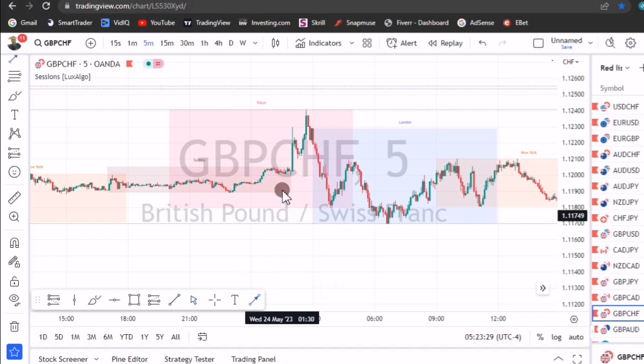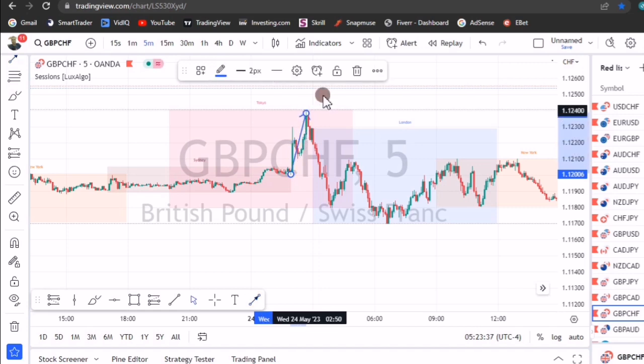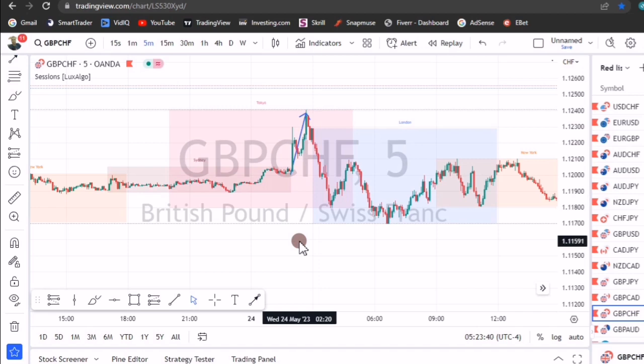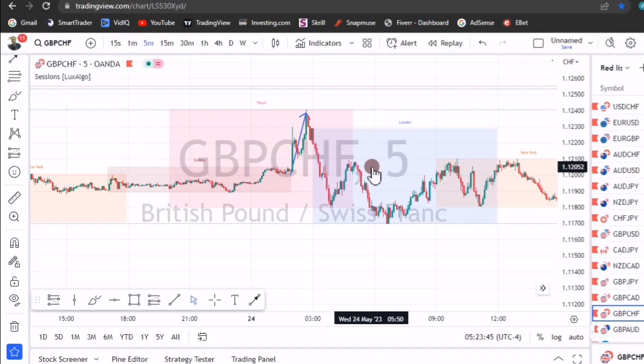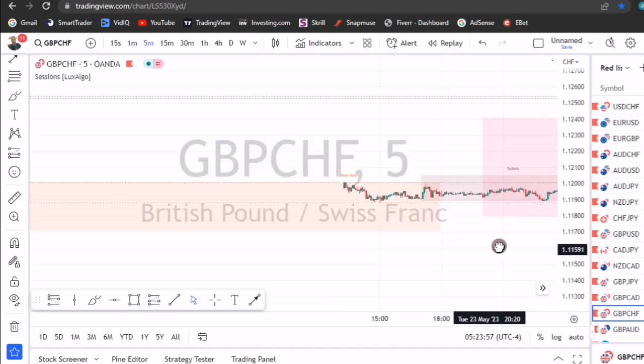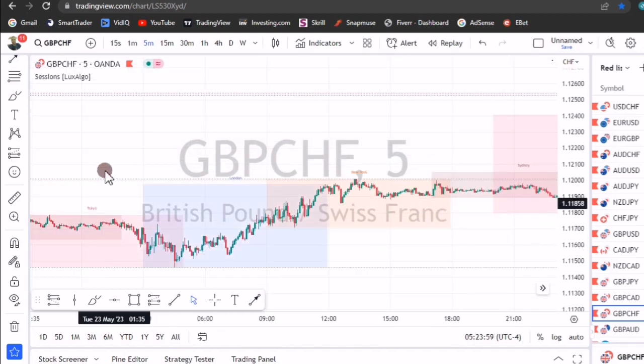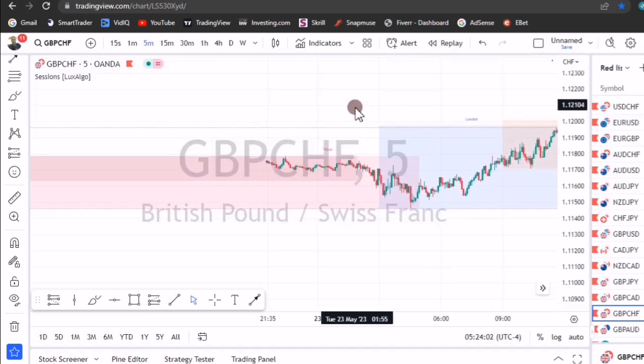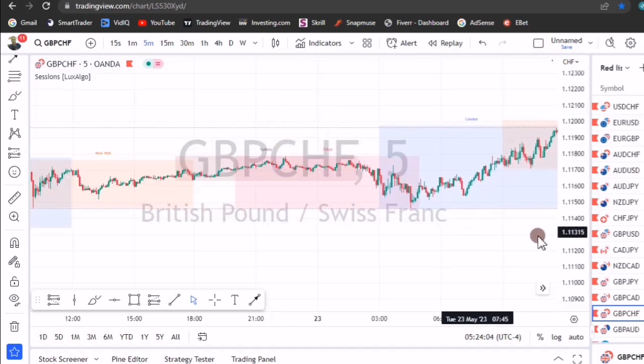Check this, guys. When the price came out of Sydney, it made a spike to the upward direction, okay? And once you see the spike to the upward direction, you should have a clue that when the London session opens, it is going to move in opposite of that. So when the London session opened, it made a spike in the opposite direction. Okay, so it's like that, guys. It happens more than 90% of the time.